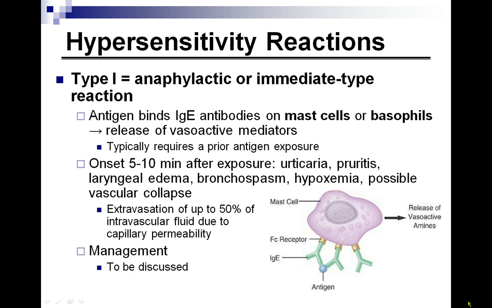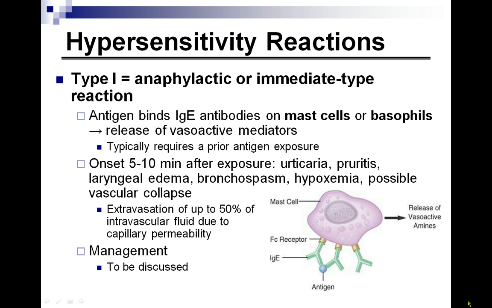Usually, for this to happen, there's a prior exposure to antigen, which gives the system some memory. So we don't typically see a full-blown type 1 response unless the patient's had a prior exposure. The onset of symptoms can be 5 to 10 minutes after exposure, although I've seen data that suggests the onset can be even sooner than that, and the time from exposure to cardiac arrest can be within 5 minutes.